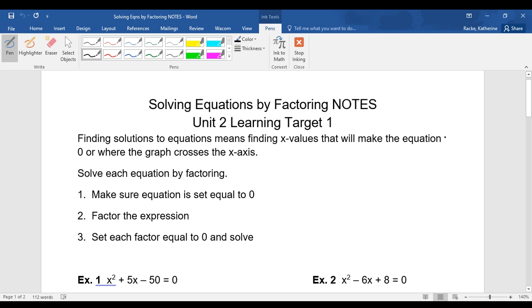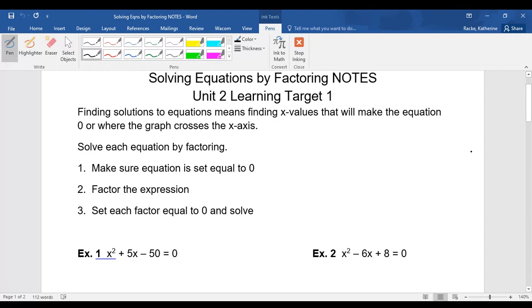All right, guys, we're going to start by solving equations by factoring today. So we're going to take a little bit of what we have been doing the past week and add on to it. So finding solutions to equations means finding x's that will make the equation 0 and where the graph crosses the x-axis. So we're trying to find x-intercepts.